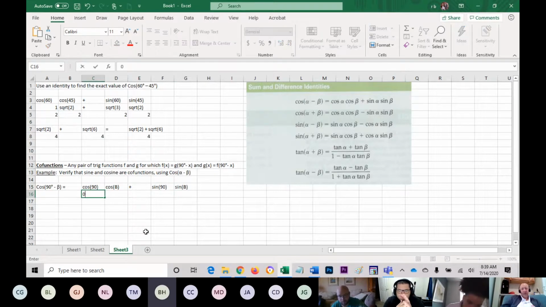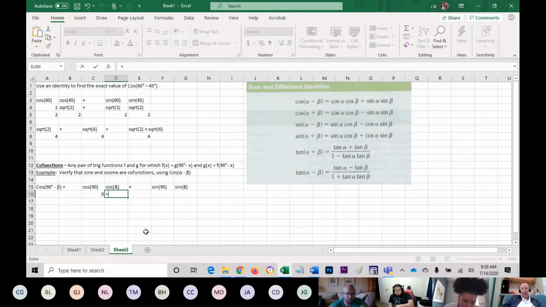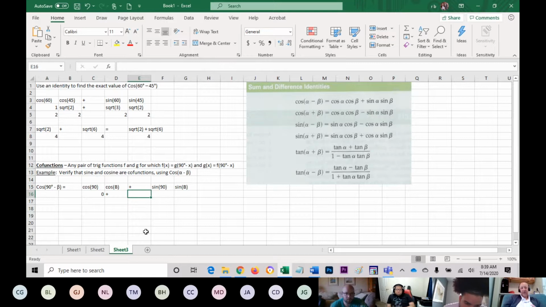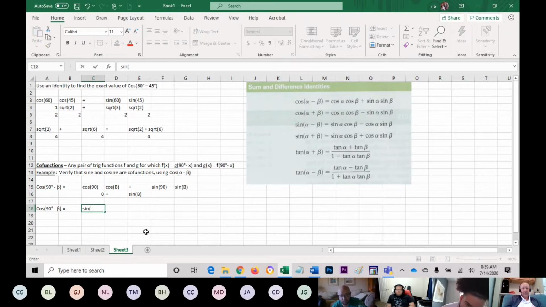0. 0, so that's going to wipe out this whole thing, right? Right. 0 plus, what's the sine of 90 degrees? That's just 1. 1, so therefore, this becomes the sine of beta. Of beta, yeah. So what this shows you here is the cosine of 90 minus beta equals the sine of beta. And so we refer to this as a cofunction. Okay, so that's kind of useful.